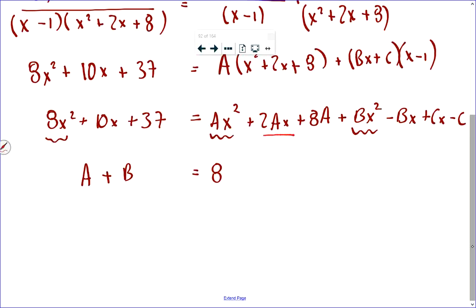What else do we have? We have 2ax and negative bx and cx. So these are all of my linear terms. That means that 2a minus b plus c has to equal 10 because we need it to have 10x. 2a times x, negative b times x, and c times x. What else do we know? We have 8a minus c is equal to 37.